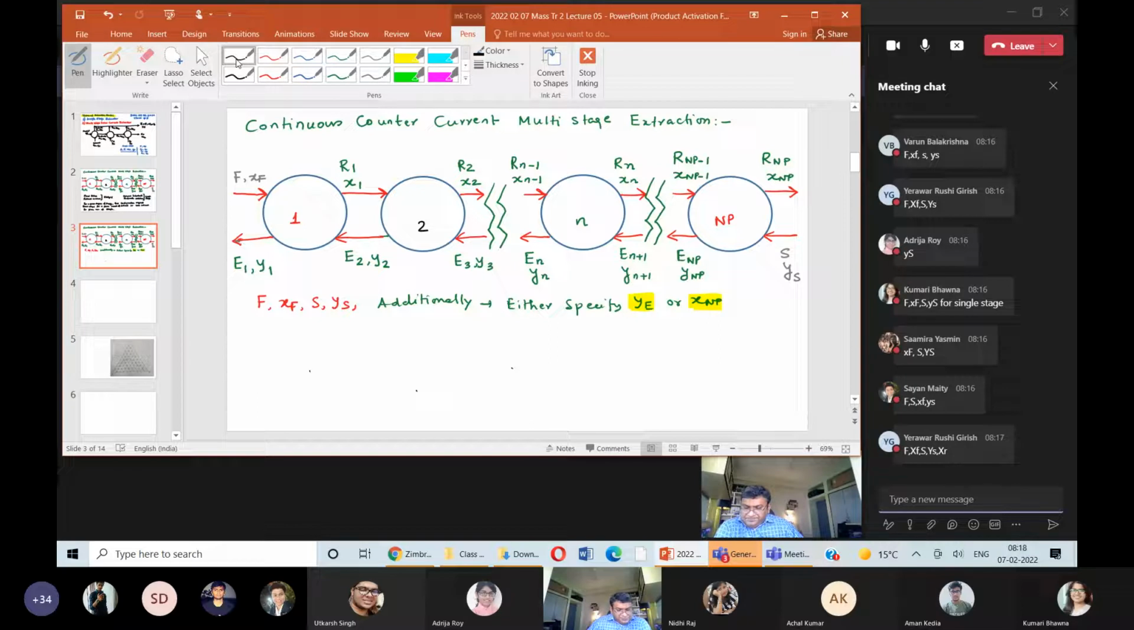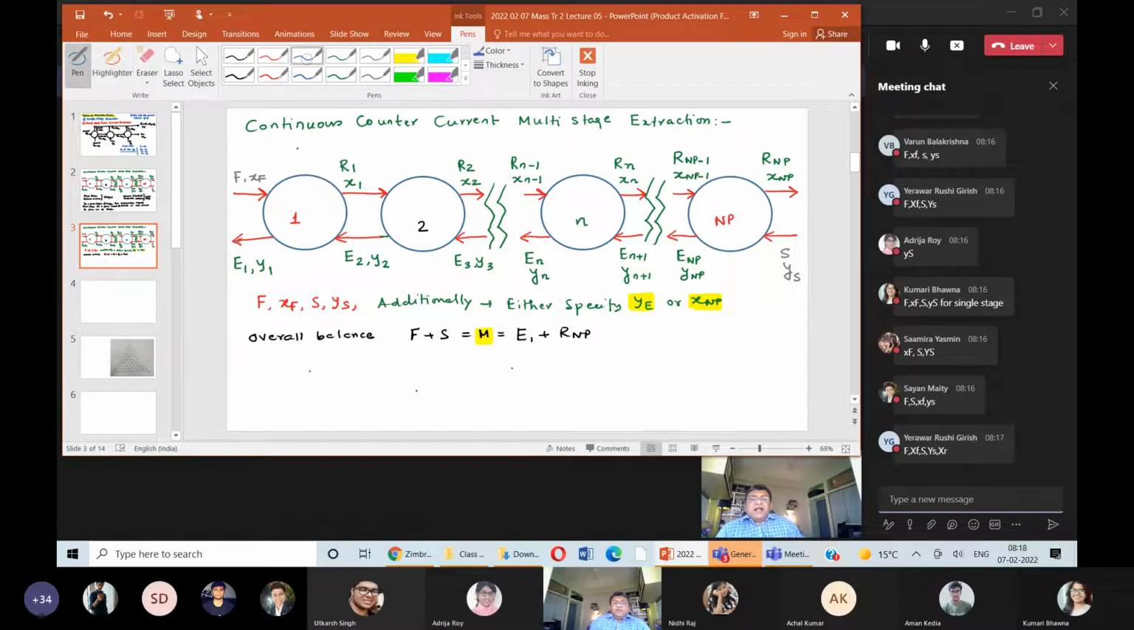Now, let us do the overall balance. The overall balance is usual: F plus S is equal to M is equal to E1 plus RNP. Here M is more interesting because this M does not exist anywhere. In the previous case, for the single stage extractor, the M at least corresponded to the total amount of mass that enters the extractor. But you will soon realize that this M does not exist anywhere.